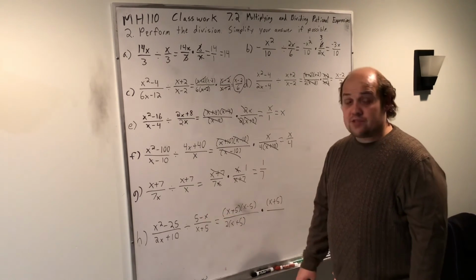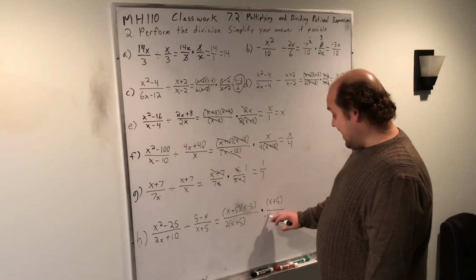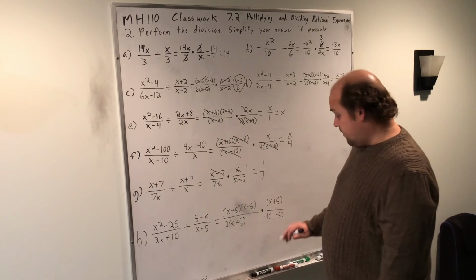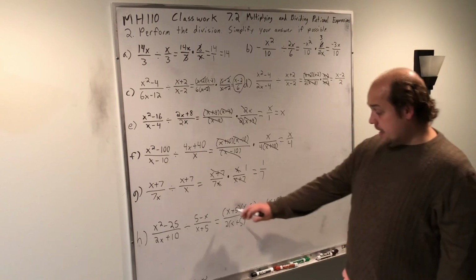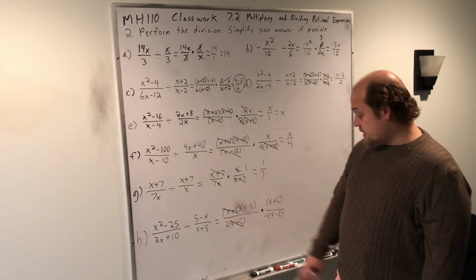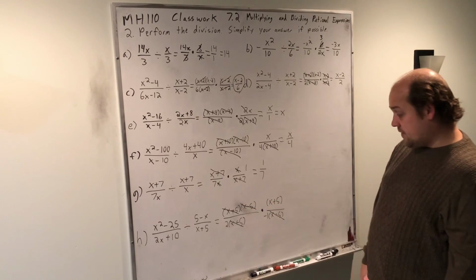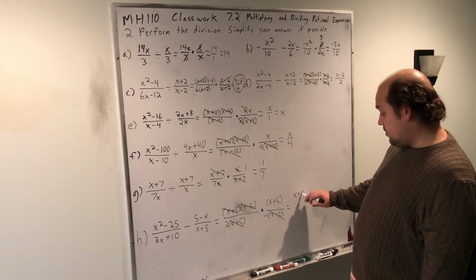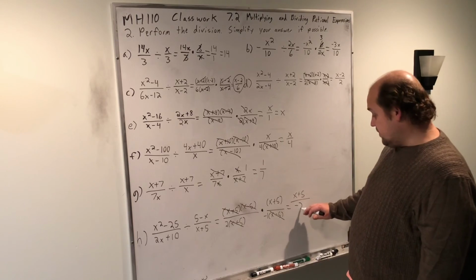What used to be on top was a 5 minus x. While I'm placing it on bottom, I'm also going to pull out a negative 1. So what used to be a positive 5 becomes a negative 5. What used to be a negative x becomes a positive x. I can now see that this x plus 5 and this x plus 5 can go away. This x minus 5 and this x minus 5 can go away. And what I'm left with is 1 times x plus 5 on top. On bottom, a negative 1 times a 2, which gives me negative 2.